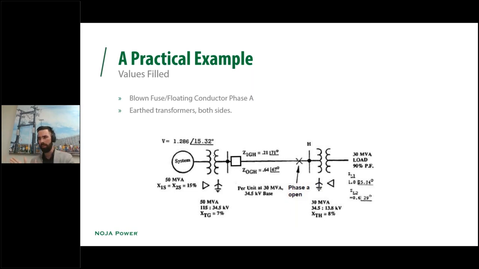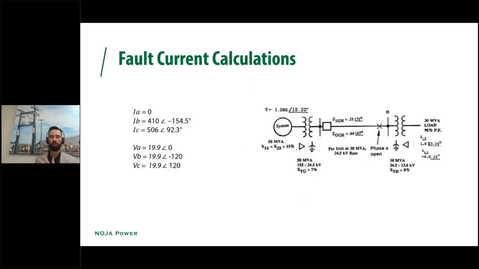But in this scenario, we basically derive that our currents are going to look like this because we have a broken conductor on phase A, so obviously that's 0 amps. And then based on our calculations and the connection of the sequence components together, we derive the 410 amps on phase B, 506 amps on phase C, assuming that this was a 400 amp nominal connection. This is a 34.5 kV system.